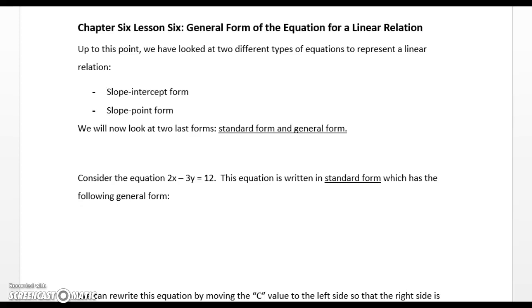In this video, we're going to look at Lesson 6 from Chapter 6, which is talking about the general form of the equation for a linear relation. Up to this point in our chapter, we've looked at two different types of equations to represent a linear relation. The first one being your slope-intercept form, and the second being your slope-point form. Now we're going to look at the last two forms, which is your standard form and your general form.